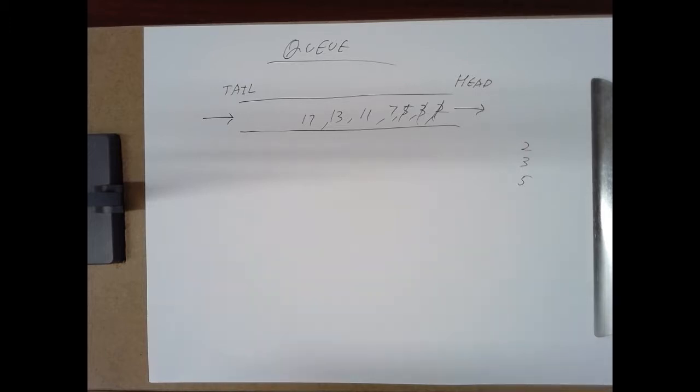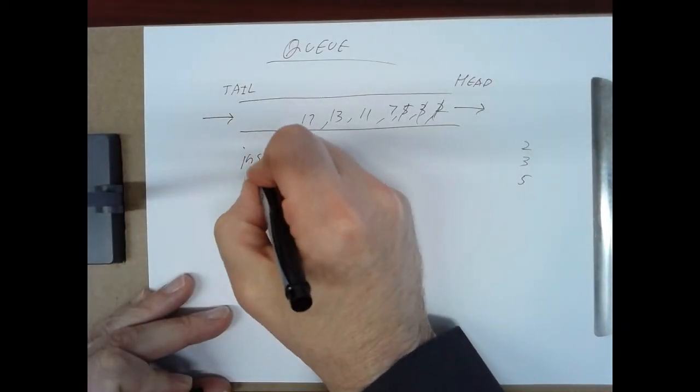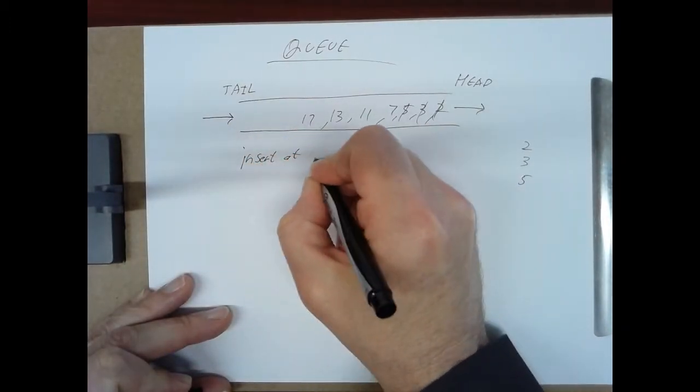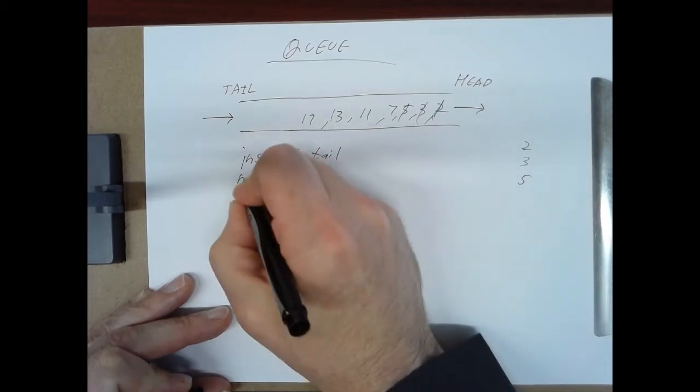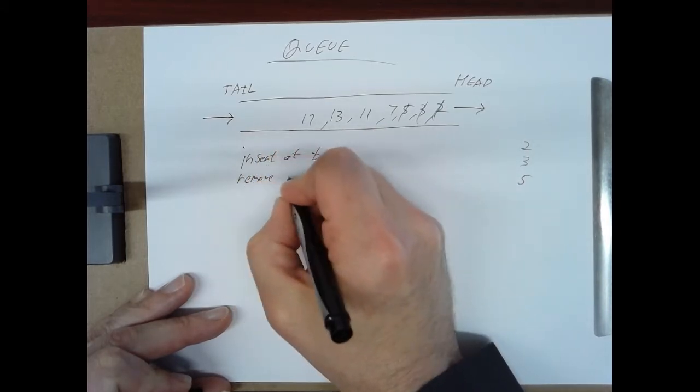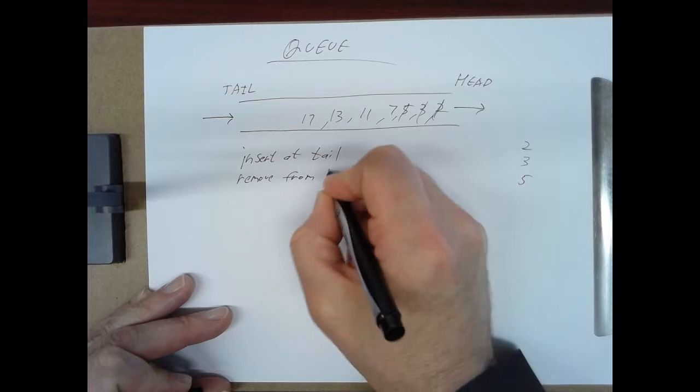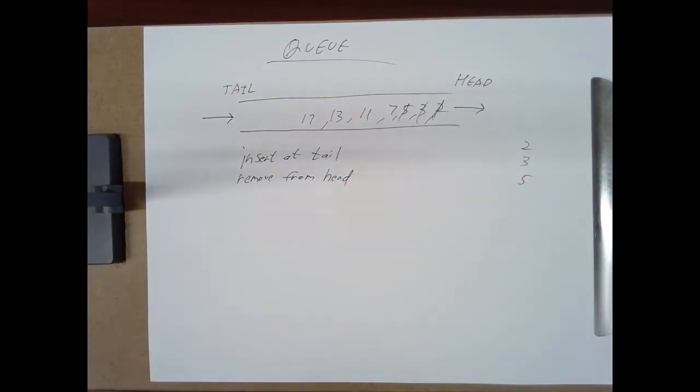So insert at the tail and remove from the head. That's just terminology, but it's pretty consistent in how people describe queues, and I'll stick to this convention in this course. Insert at the tail, remove from the head.